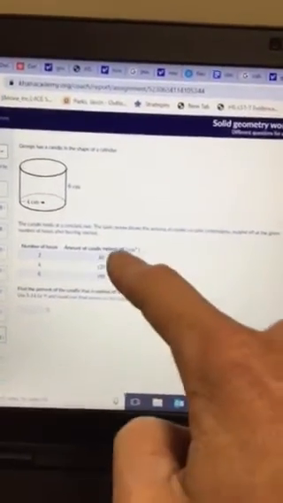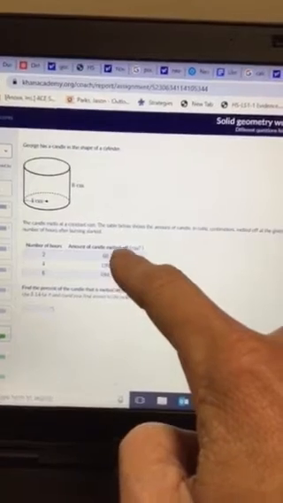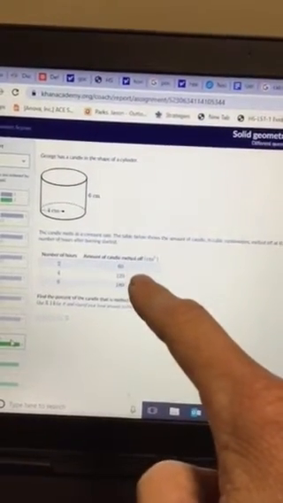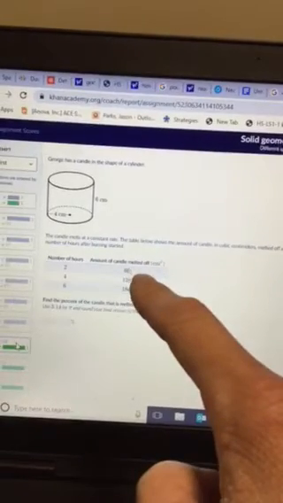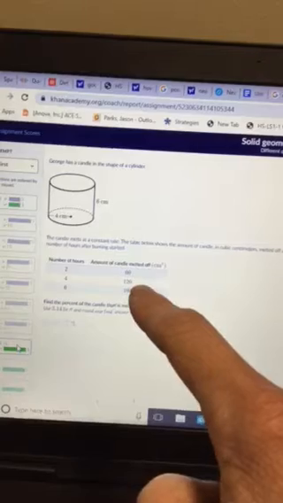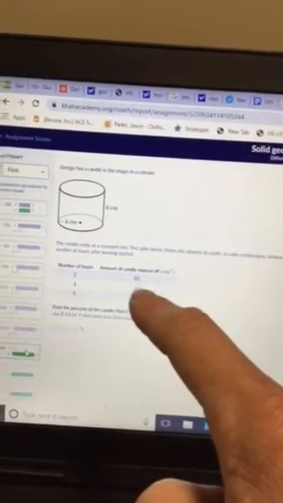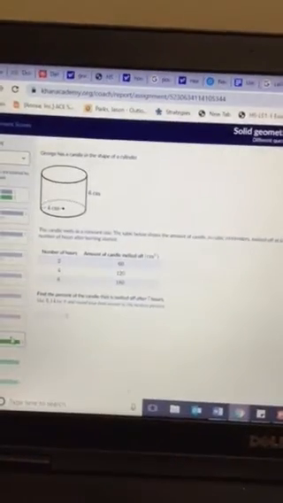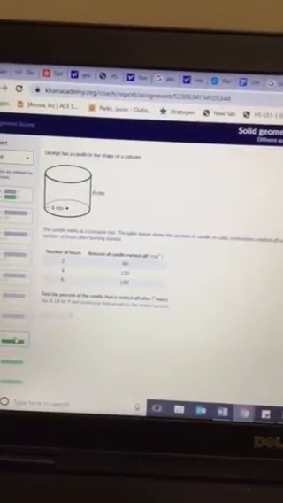If you look at this, you'll see that every 2 hours, this candle is losing 60 cubic centimeters. All right? 60 cubic centimeters have melted off there. That means that 120 cubic centimeters have melted off. Then 120 plus 60 more that have melted off means that 180 cubic centimeters have melted off.